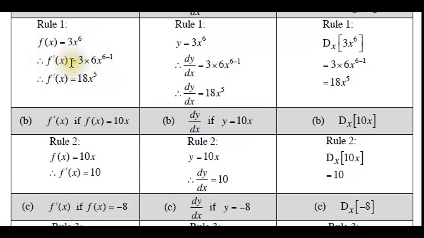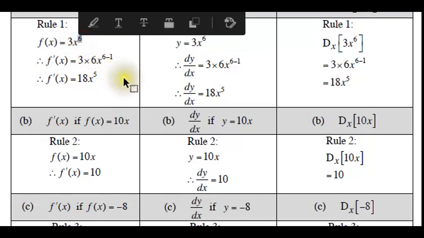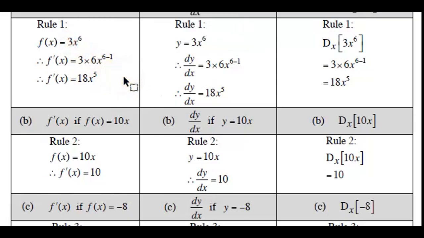f prime x is equal to 3 times 6. So you might wonder, where does this 6 come from? Simple. That 6 is the same 6 that was the exponent. So practically what we are saying, take the 6, put it in front of x and multiply. So 3 times 6 will become 18. And then you subtract 1 from the exponent.